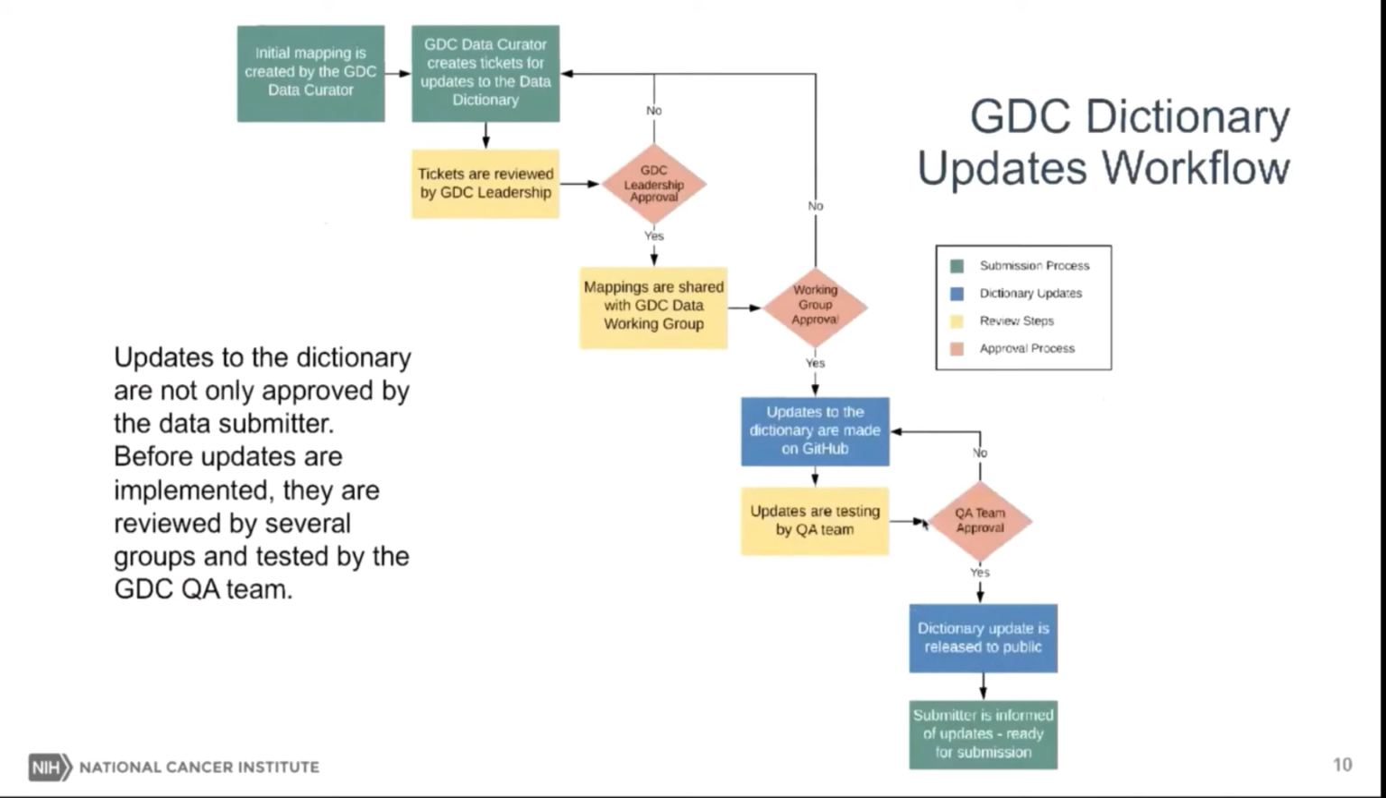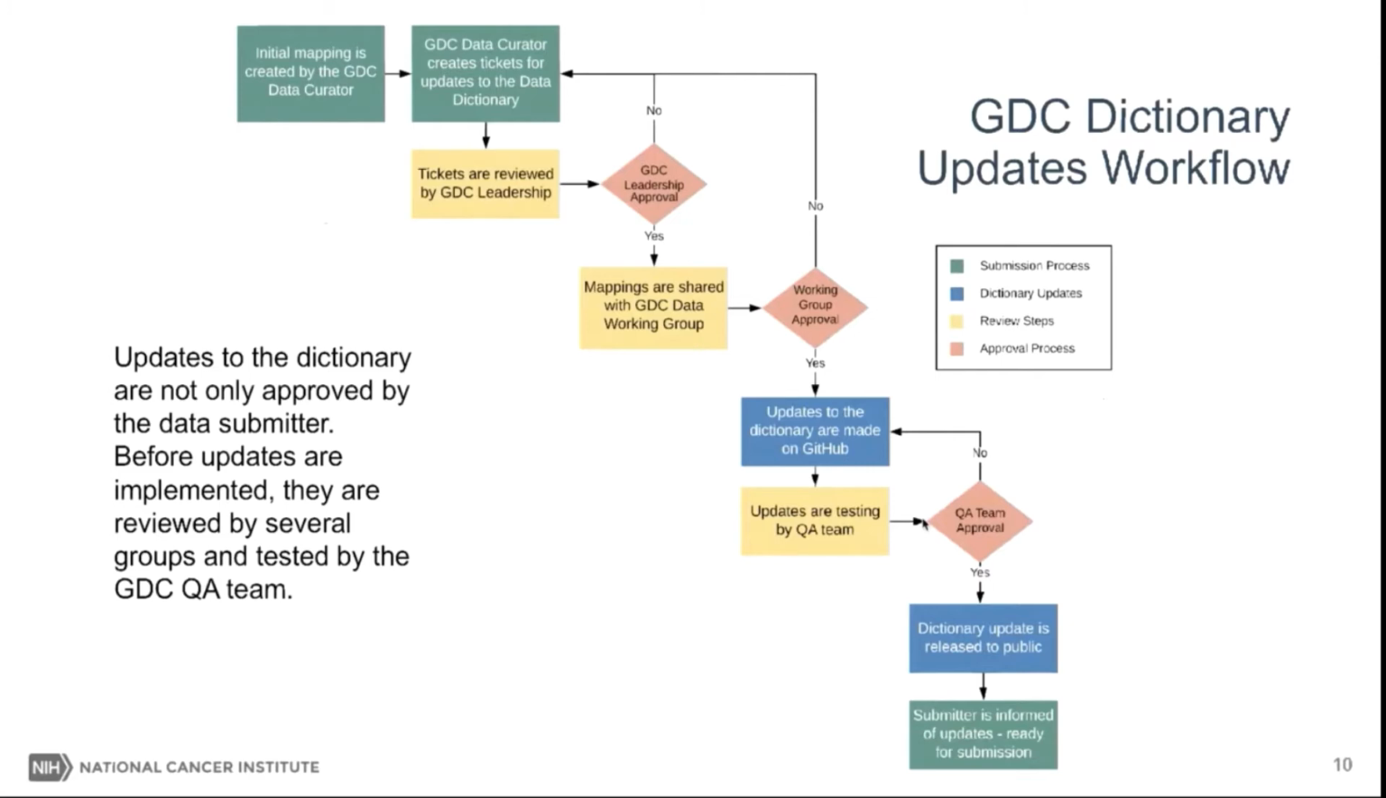And then just so everybody has an understanding that the dictionary updates are very much vetted and reviewed before they go up, I wanted to walk through this initial process. So the green are things that we already talked about in the prior slides. The initial mappings are done both by the GDC curator, myself, and the groups who are submitting the data. Any update to the dictionary that comes out of that is reviewed by GDC leadership, including Bill and others. As long as it passes that, they go to a larger discussion group.